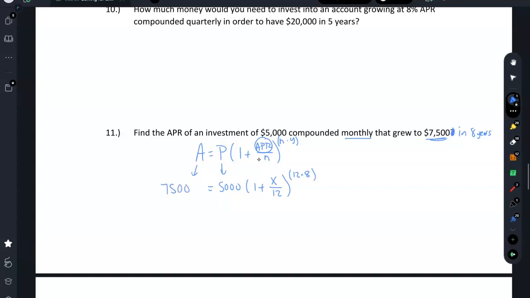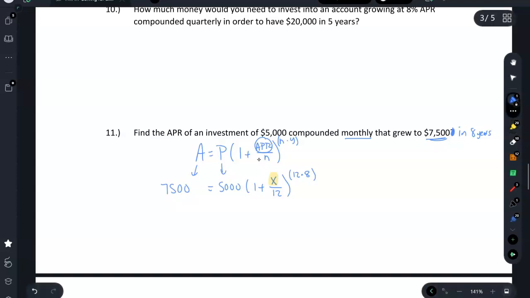Okay, so I was missing some information there, but I went ahead and added it, and I'll make sure I add it to your question that corresponds with this. But I have $7,500 is equal to 5,000 times (1 plus x over 12), all raised to the 12 times 8. So with this one, we are going to have to do it piece by piece, because there's no way that I can get this x outside of the parentheses without doing it layer by layer.